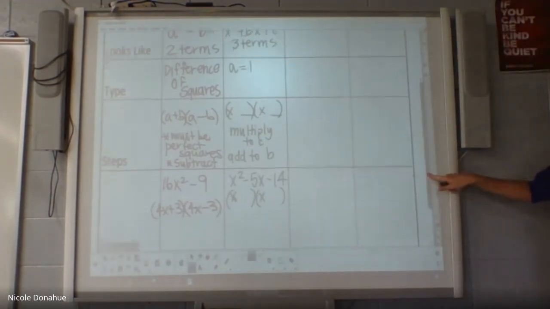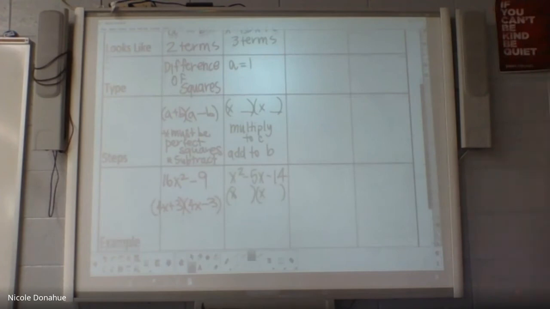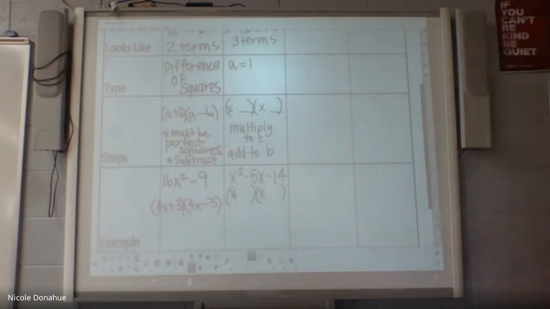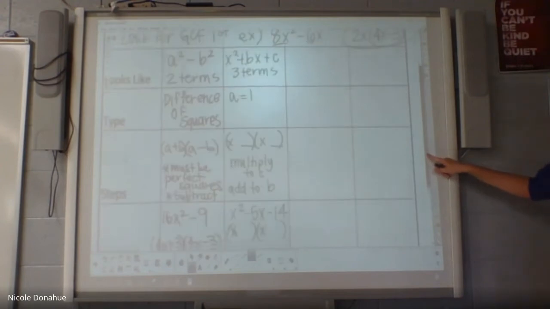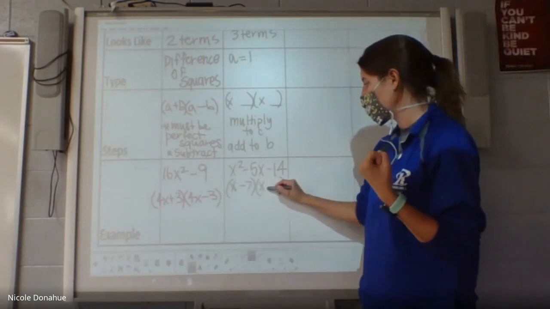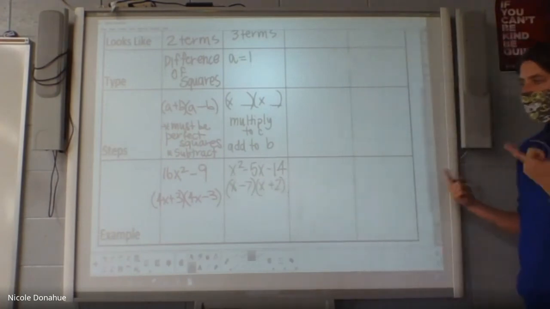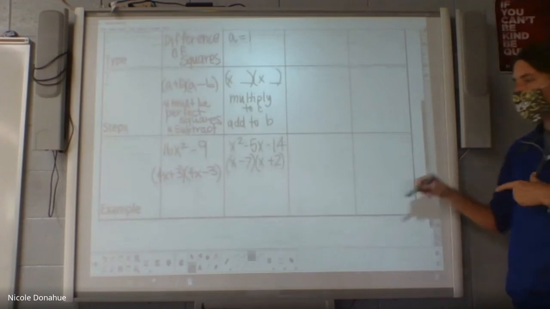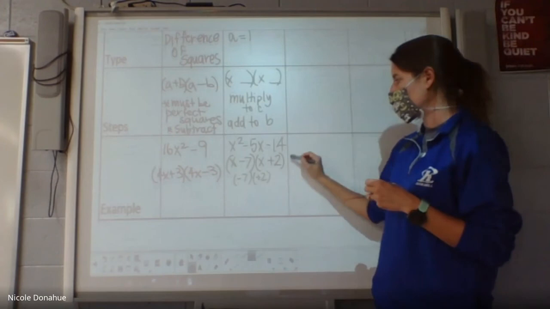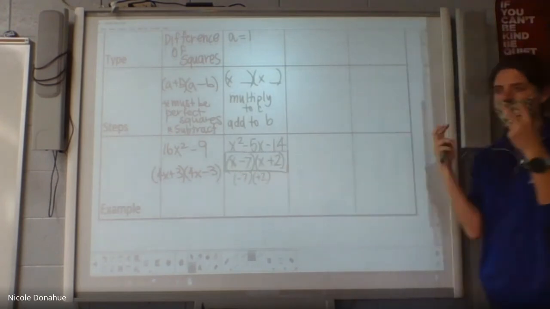So in this case, I want to multiply to get negative 14, but when I add those numbers, I want them to be negative 5. Oh, I remember this. It's like a puzzle. Multiply to negative 14, but add to negative 5. Negative 7, positive 2. That's the only set of numbers that would multiply to negative 14 but add to give me negative 5. So this would be my factored version, my FOIL version of that.